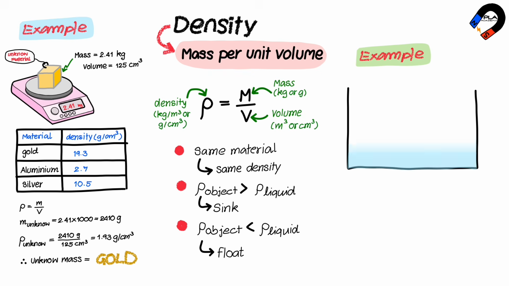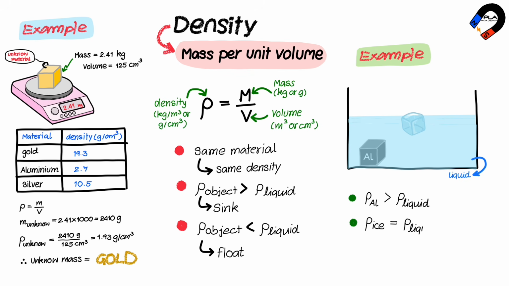For example, a block of aluminum will sink and settle to the bottom of a liquid, which shows that its density is more than the liquid. A block of ice will float at the surface of the liquid, but will be totally submerged, which shows that its density is equal to the liquid. A block of cork will float at the surface of a liquid, with some of it submerged, which shows that its density is less than the liquid.